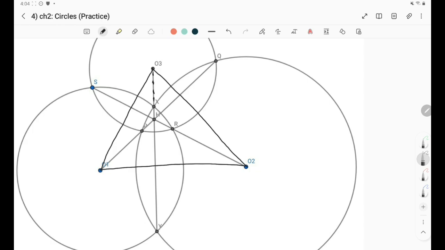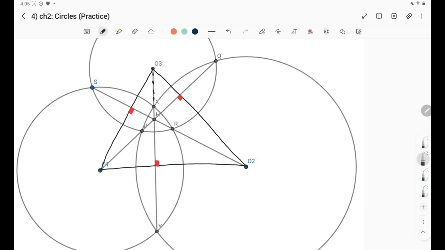And now, we know that this thing, SR, is the radical axis. So O1, O3 is perpendicular to it. So we have here 90 degrees perpendicularity. We also have the same thing here. O3, O2 is perpendicular to PQ. And we know actually that XY is perpendicular to O1, O2. Be careful, however. We know that XY is perpendicular to O1, O2. We don't know O3 lies on that line yet, so be careful.